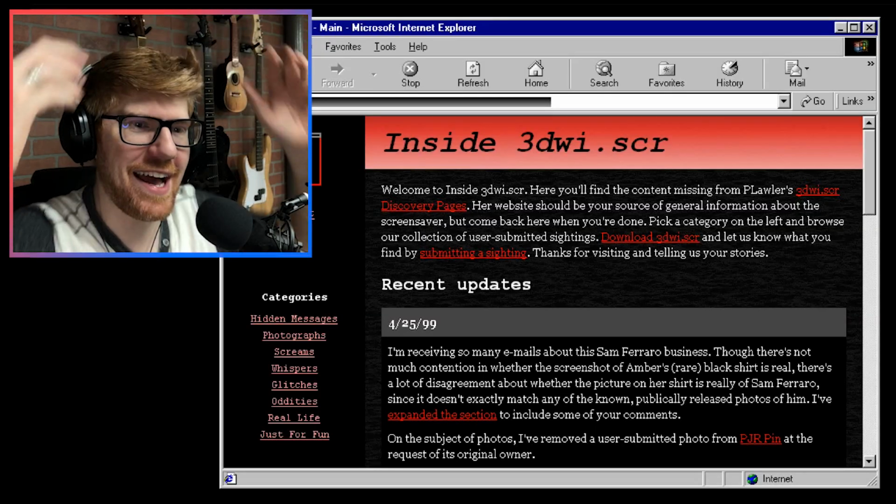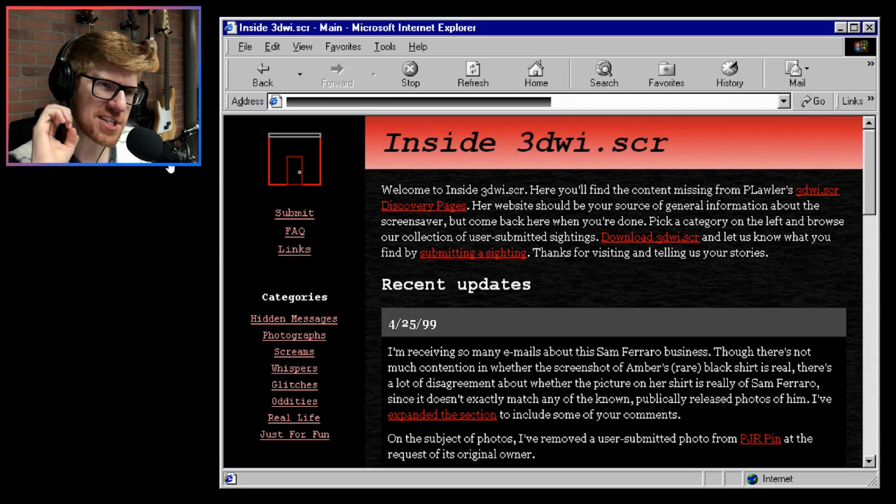I'm figuring it out. Welcome to Inside 3D Whisker. Here, you'll find the content missing from P. Lawler's 3D Whisker discovery pages. Is that whole forum site the discovery pages? Is that what was taken down years ago? So when are we? Because those were clearly in 99. Her website should be your source of general information about the screensaver, but come back here when you're done. Pick a category on the left and browse our collection of user-submitted sightings. Download the 3D Whisker and let us know what you find by submitting a sighting. Thanks for visiting and telling us your stories.